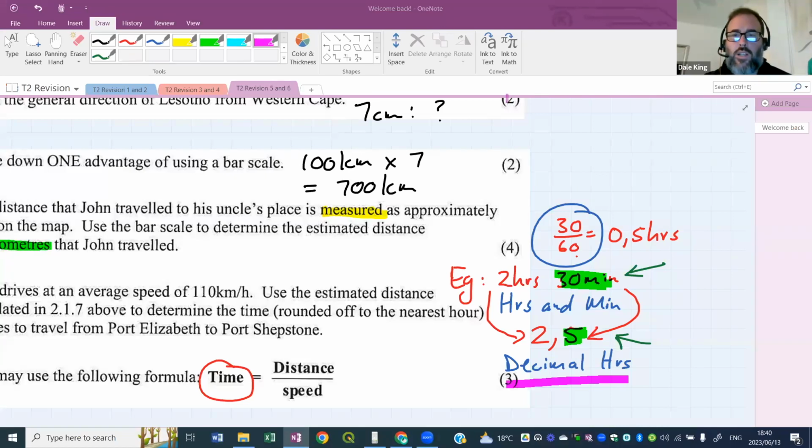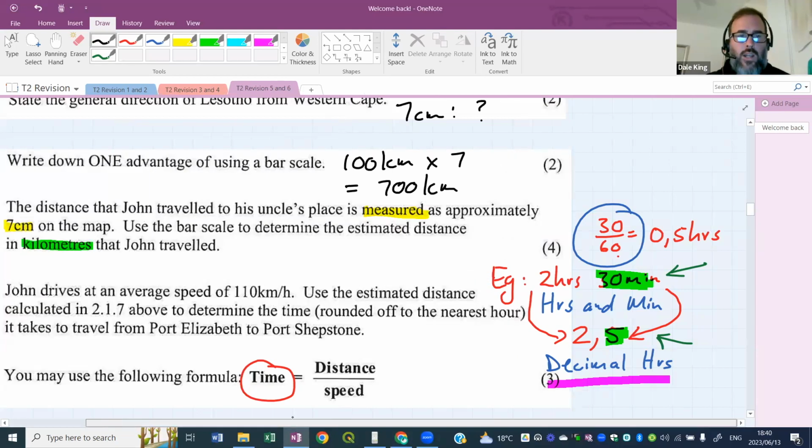Someone's already done a calculation here, but please remember the speed, distance, time formula wants decimal hours to go in, and it'll give you decimal hours if you're asking for time to come out. Just remember that. So when the time comes out here, it's going to be in decimal hours. So now let's go look at the question.